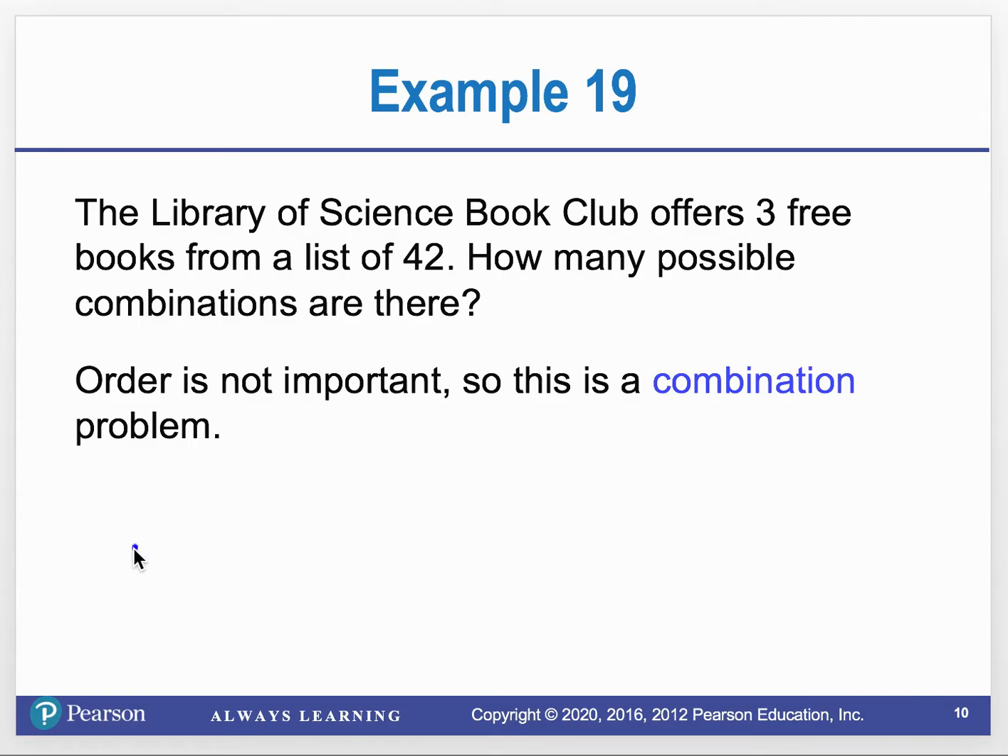So that means if there's 42 to choose from, and I'm going to choose 3. And I can just put that in my calculator. And get 11,480 different sets of 3 books out of the 42.